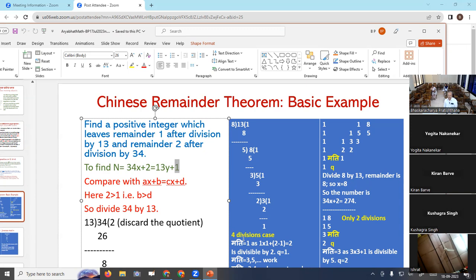And now since D is smaller, you divide B by D. So now in this case, B is 2 and D is 1. So B is bigger than D, that is to be used. And the corresponding equation may be, suppose it is 13x plus 2 is equal to 34y plus 1. This may be the case. Then you divide 13 by 34 formally. You will get quotient as 0.